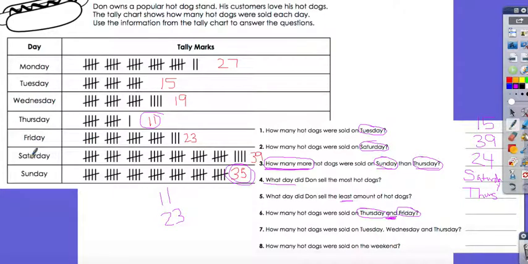Do I care about Saturday? No. Do I care about Sunday? No. I only care about Thursday and Friday. "And" means putting together, so we're going to add. 1 plus 3 is 4. 1 plus 2 is 3.